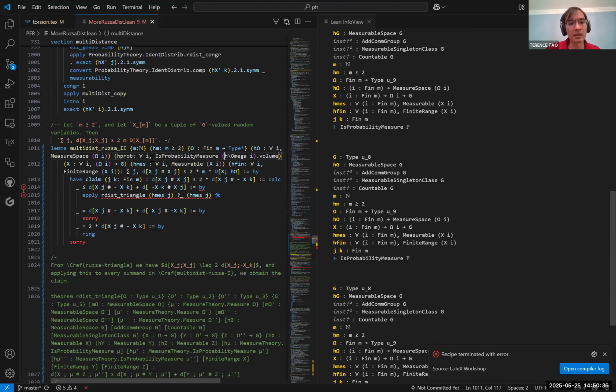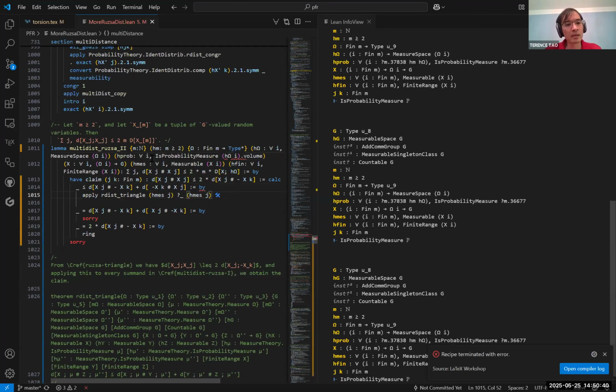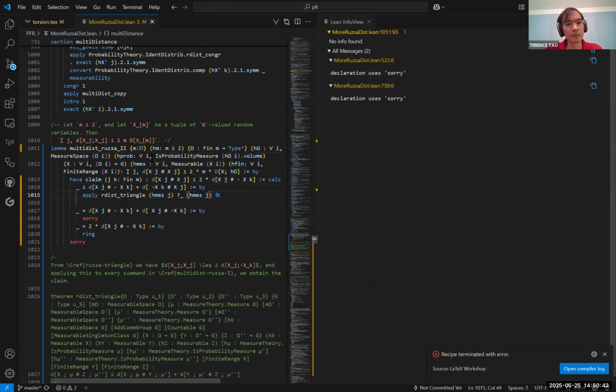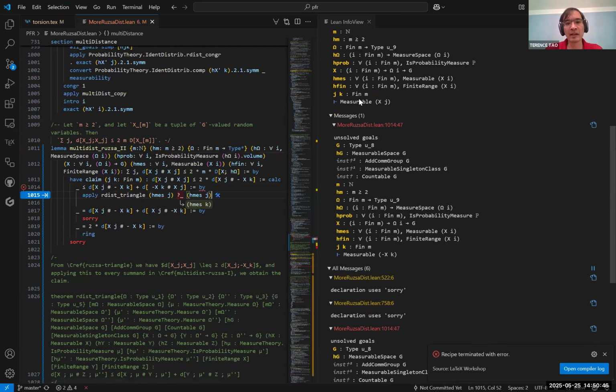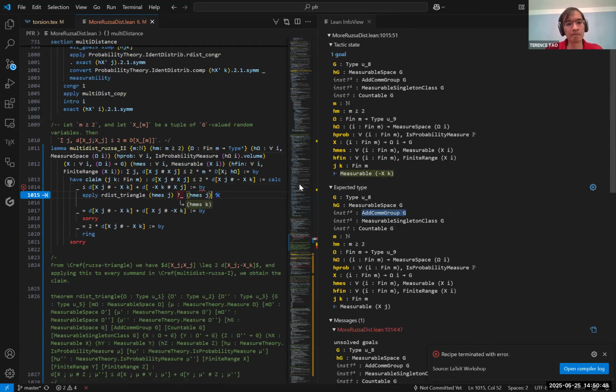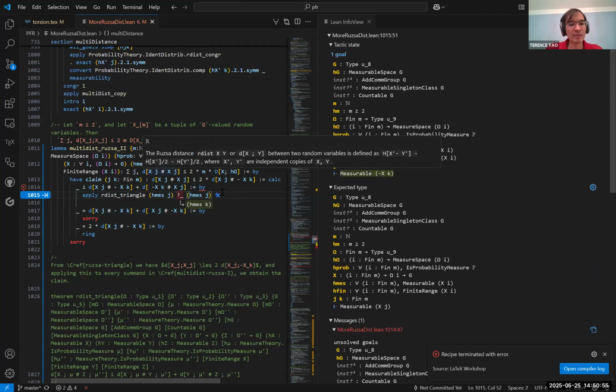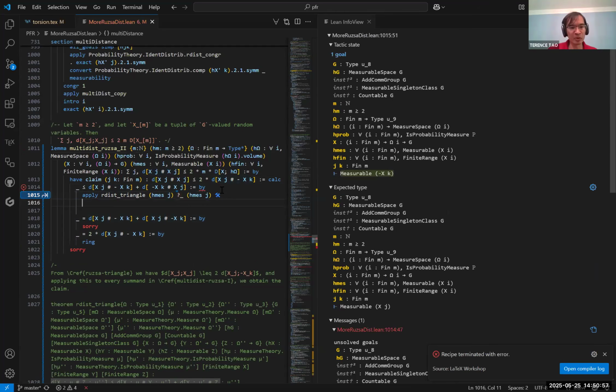And this omega should be omega. Okay. Yeah, so now we're in much better shape. We actually just need to show one more goal, which is the measurability of negative xk. Now, we do know that xk is measurable, and I do know that there's a method called measurable.